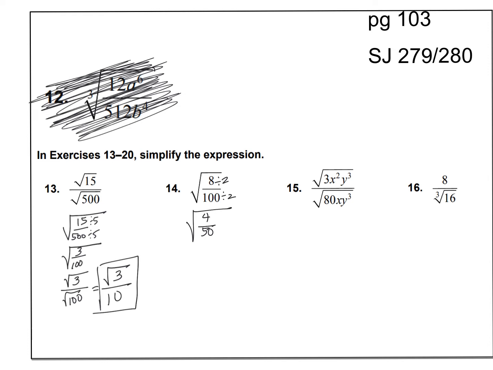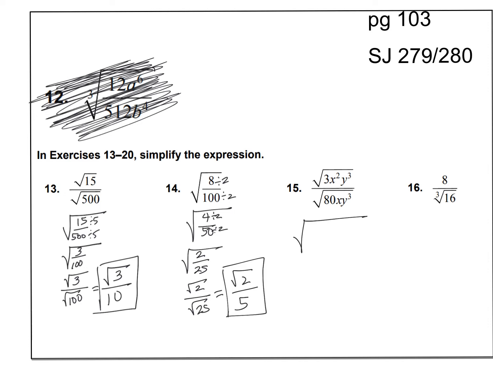But they will reduce again, so I'm going to divide them both by 2 again. So 2 over 25. And then I can rewrite as the square root of 2 over the square root of 25, which is the square root of 2 over 5. That's my final answer.